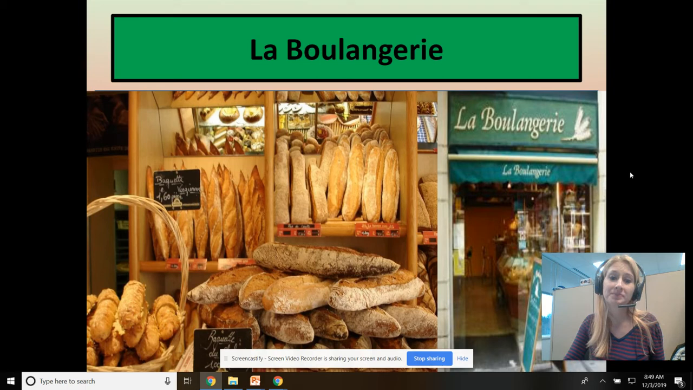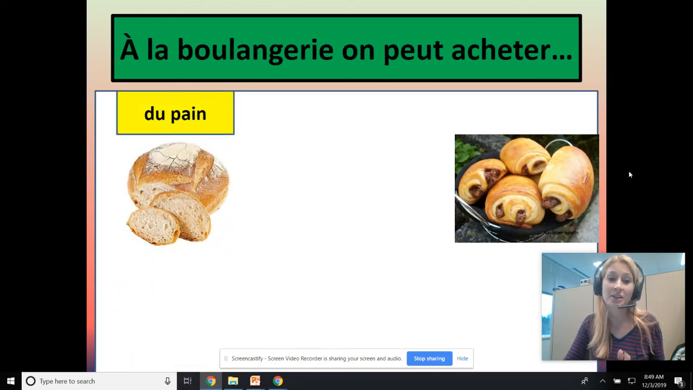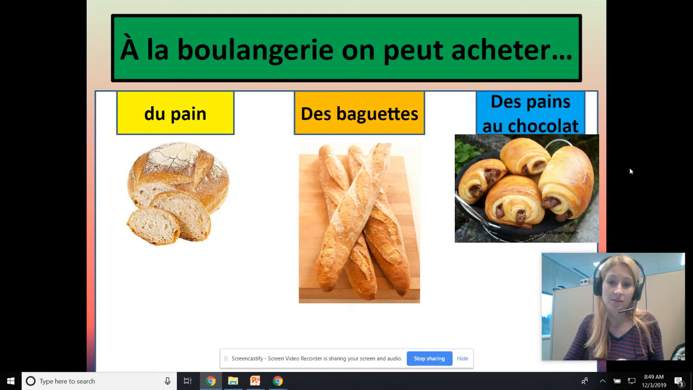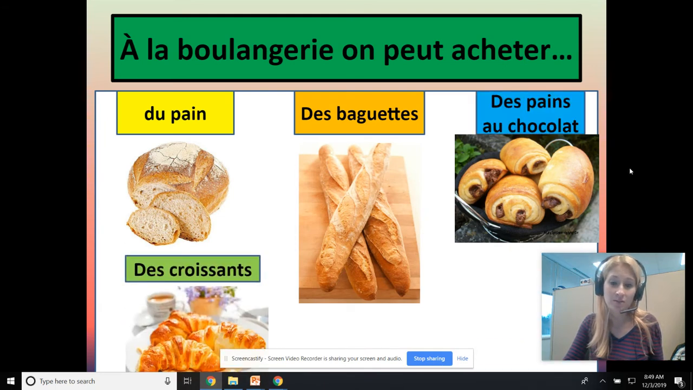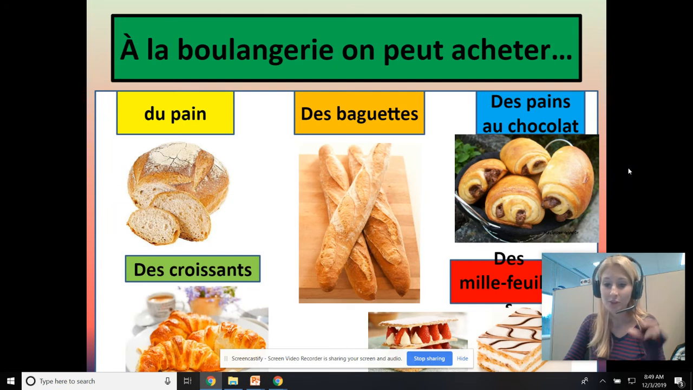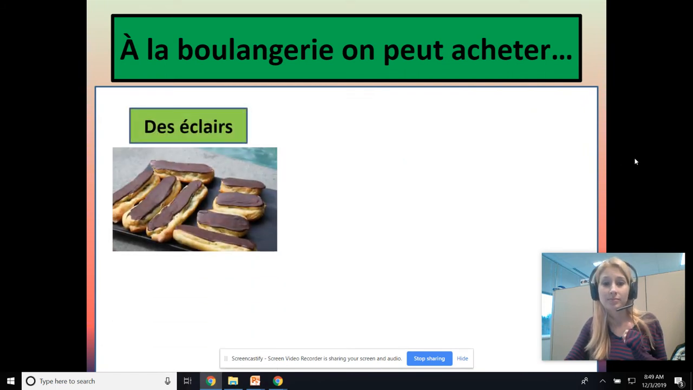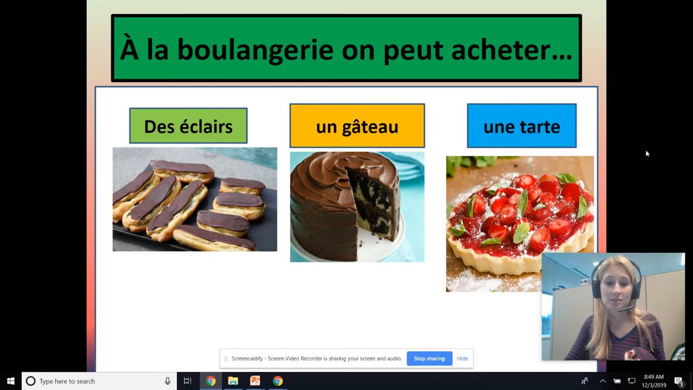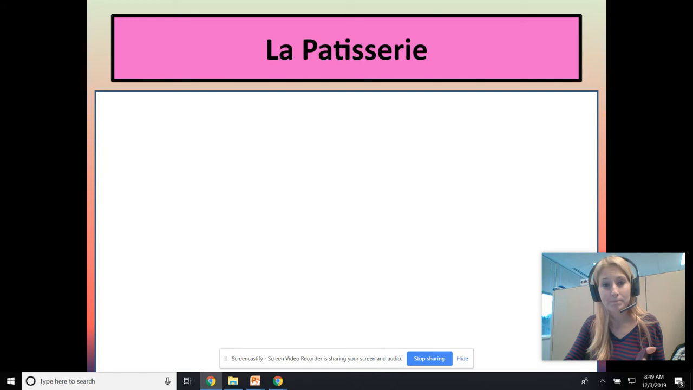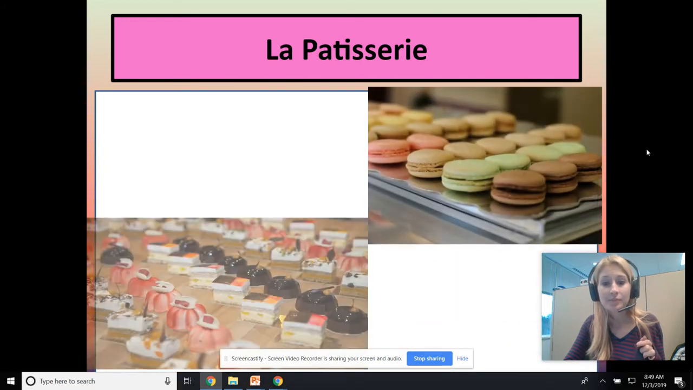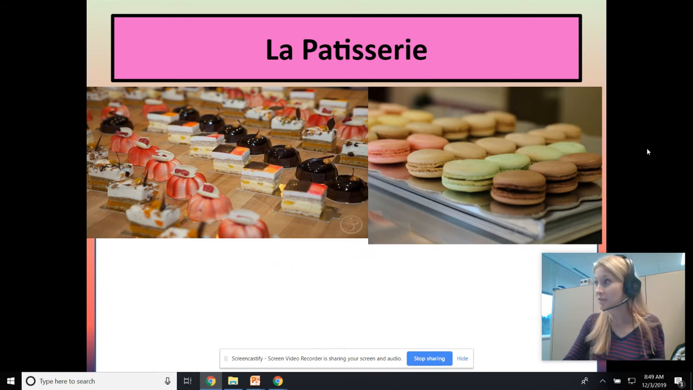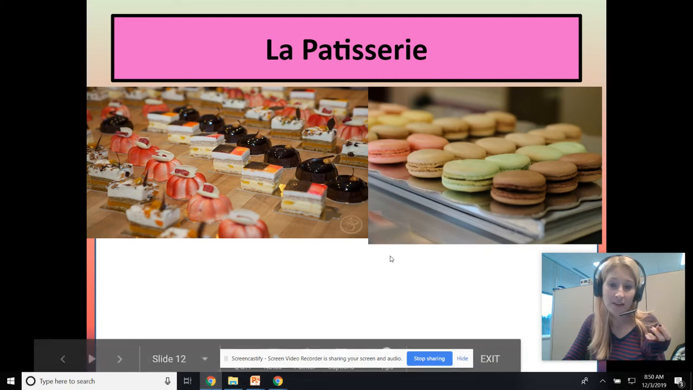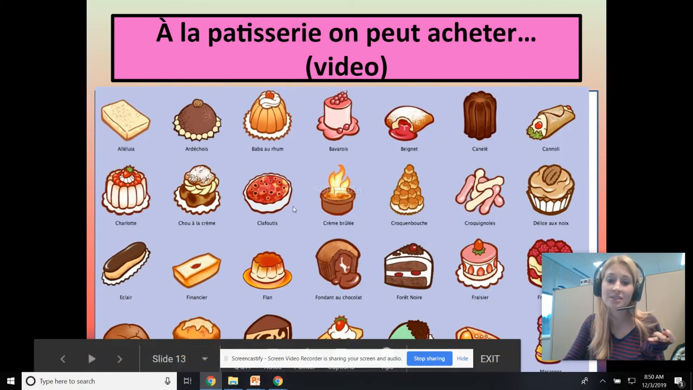La boulangerie. À la boulangerie, on peut acheter du pain, des baguettes, des pains au chocolat, des croissants, et des millefeuilles, which are little cakes that have several layers. Aussi, on peut acheter des éclairs, un gâteau, une tarte, des beignets. La pâtisserie. You can buy les macarons and all different types of small little cakes and all of these things that you see here.